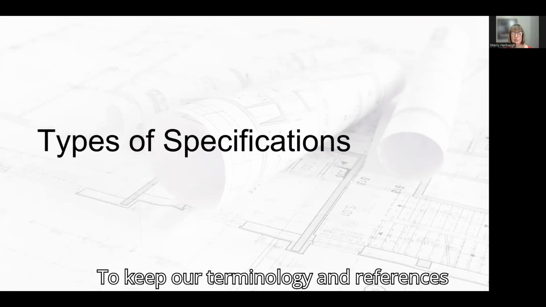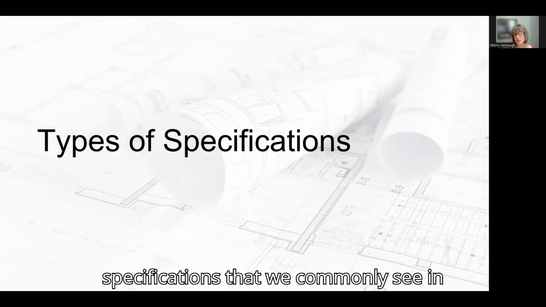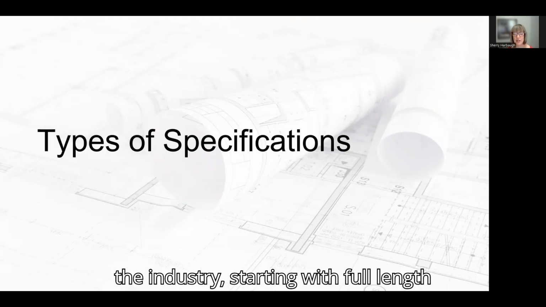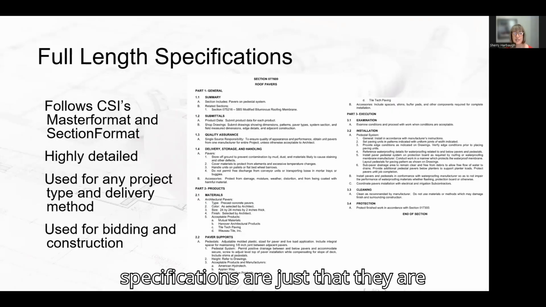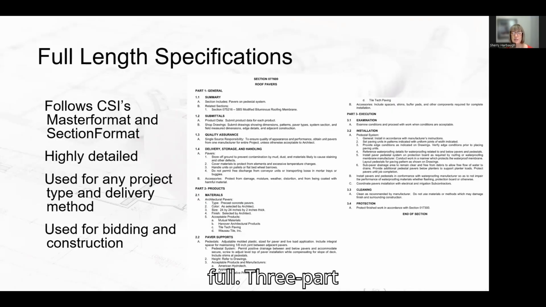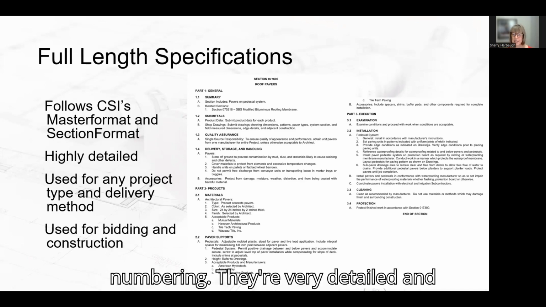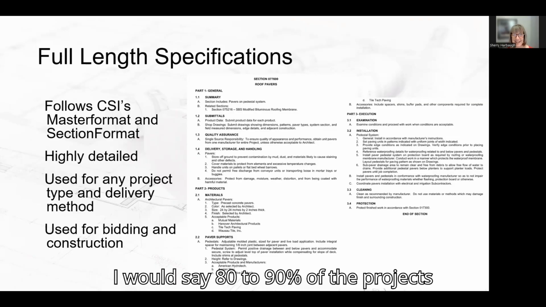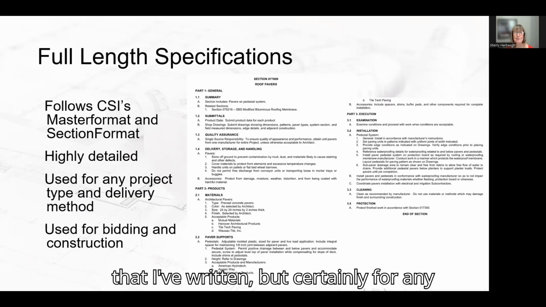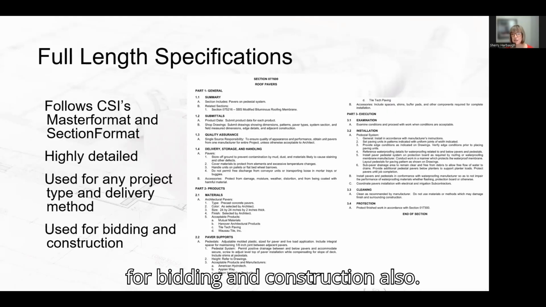To keep our terminology and references clear, we're going to start by talking about the different types of specifications that we commonly see in the industry, starting with full-length specifications. So full-length specifications are just that. They are full three-part specifications. They're in MasterFormat order, using the divisions and the numbering. They're very detailed. And I've used these for I would say 80 to 90% of the projects that I've written, but certainly for any project type and any delivery method for bidding and construction also.